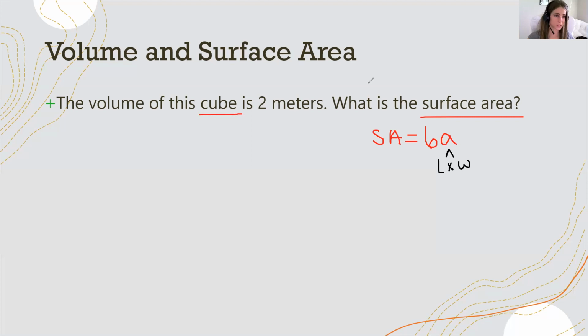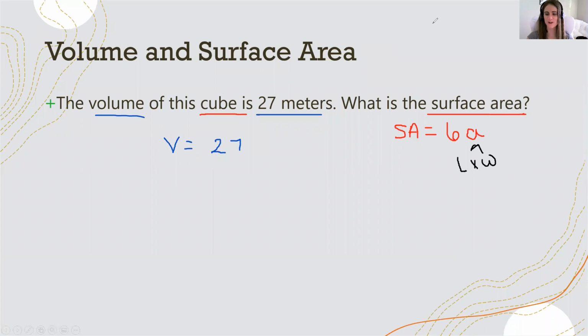We're given a volume of 2 meters. And I just realized I made a mistake, so give me just a second. I'm going to change this problem up. All right, there we go. I had a typo, forgot that 7. So our volume of the cube is actually 27 meters.